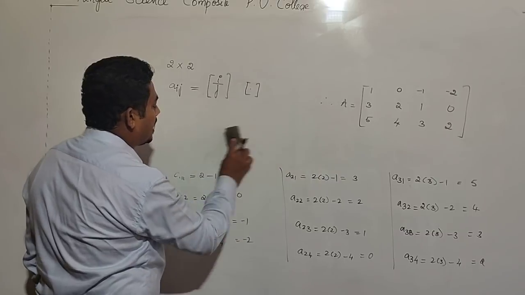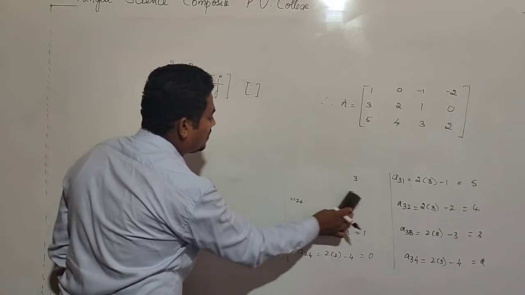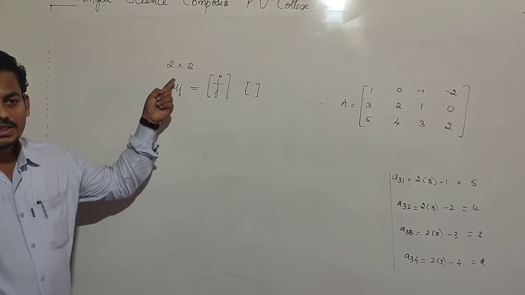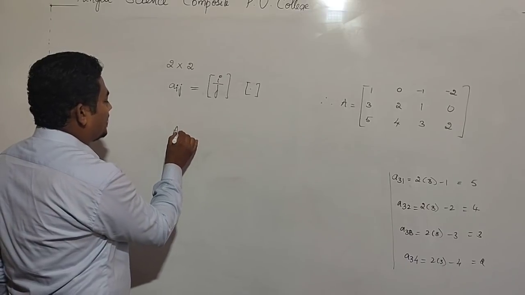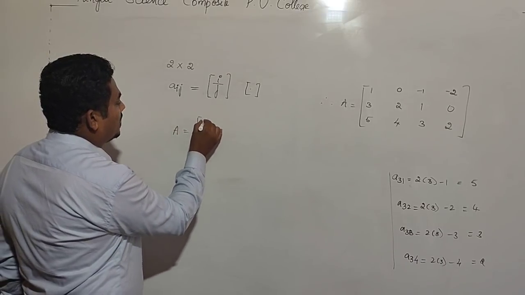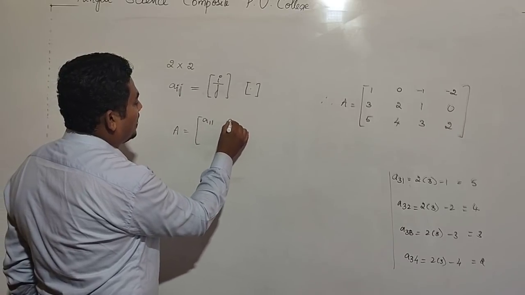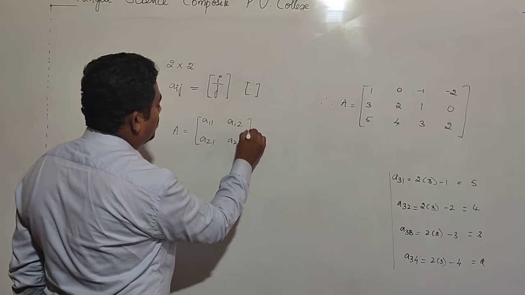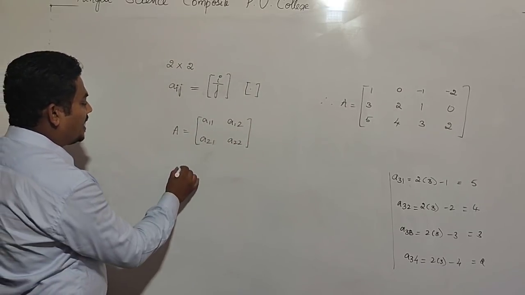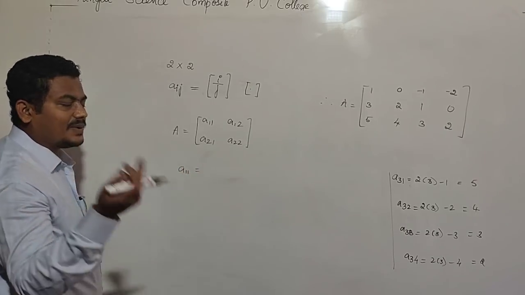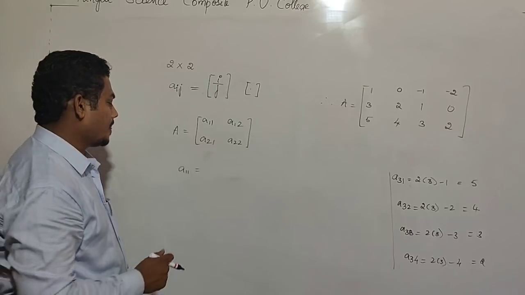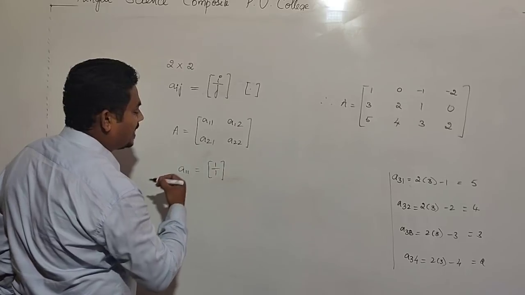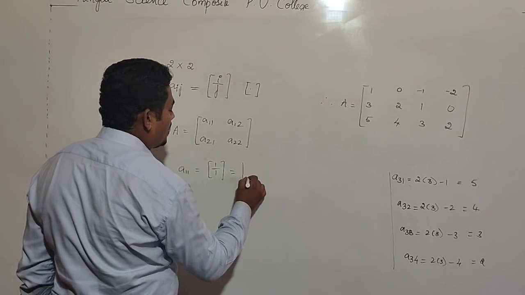In this case, our required matrix consists of 2 rows and 2 columns. So write the general 2 cross 2 matrix, that is A11, A12, A21, A22. Now write A11 value. Already we know the greatest integer function. Replace i value 1 and j value 1. Then we get step of 1 by 1. Step of 1 by 1 is 1 only.